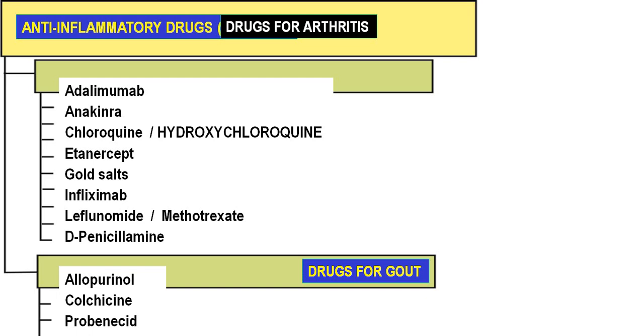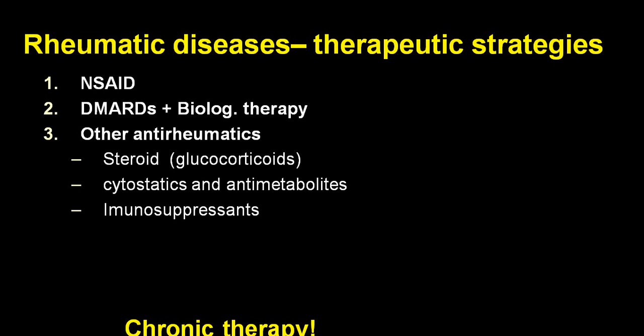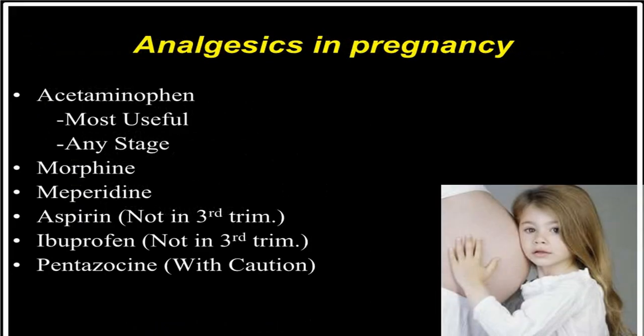These are the drugs for rheumatoid arthritis, that is, DMARDs. So you can utilize DMARDs, and you can use glucocorticoids. During pregnancy, the safest drug is paracetamol. As far as possible, no aspirin in the third trimester. Ibuprofen should not be utilized in the third trimester. Keep this in mind. It can delay the labor. Pentazocine, that is Fortwin, with caution, don't utilize this. Most commonly utilized is paracetamol, the safest.